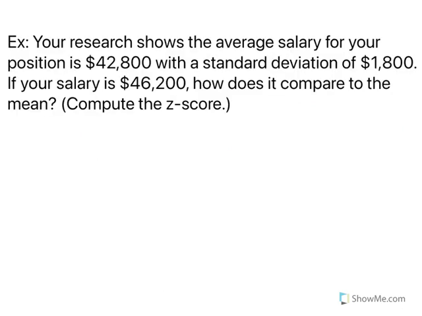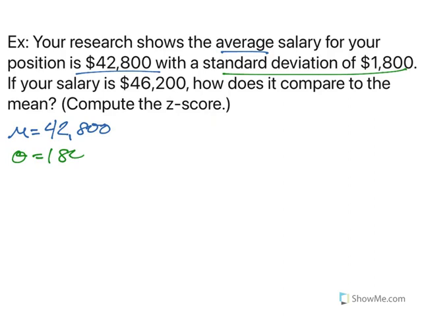Okay, so let's see what we know. Your research shows the average salary for your position is $42,800 with a standard deviation of $1,800. If your salary is $46,200, how does it compare to the mean? Meaning, let's compute the z-score. Okay, so what do I know? The average is the mean, 42,800. The standard deviation, sigma, is 1,800. Your salary, the data value, is 46,200.